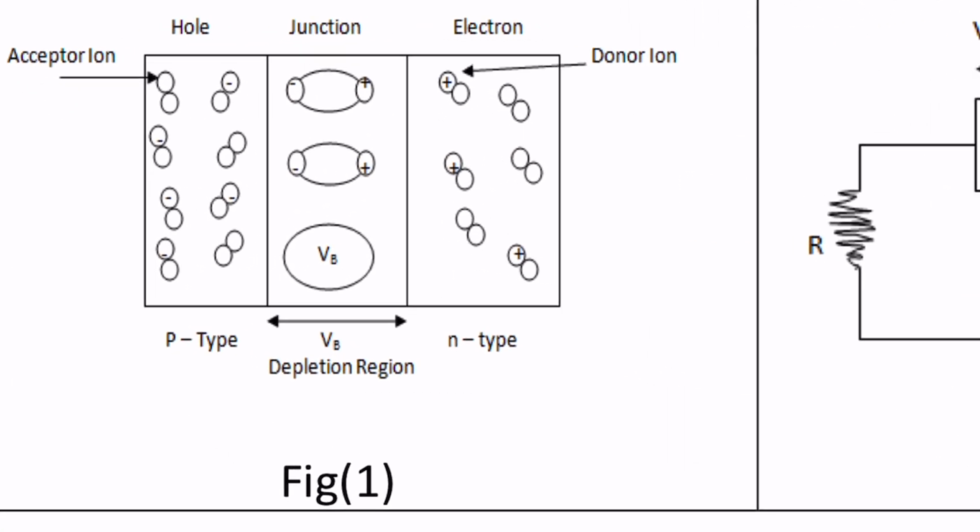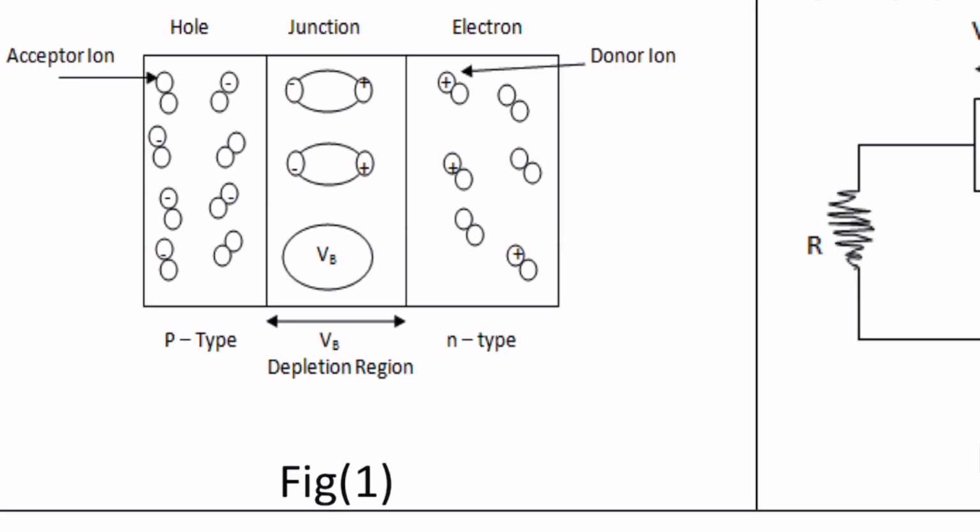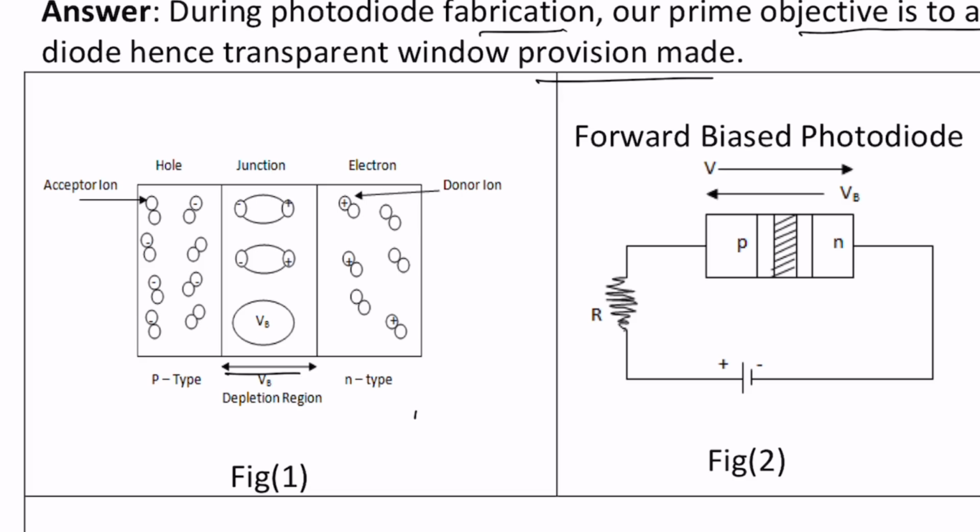So we have this: one side is P type, and the other side is N type. Here the majority charge carriers are electrons, here the majority charge carriers are holes, correct? And this is the interface between P type and N type. This is the depletion region, correct? So what happens is, some of the electrons get transmitted from the N type to the P type, cross this barrier and come here.